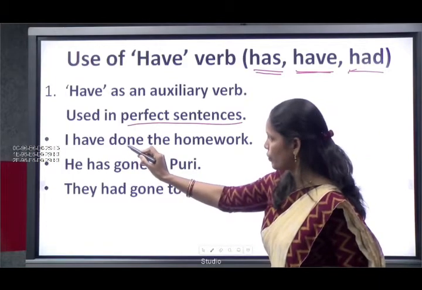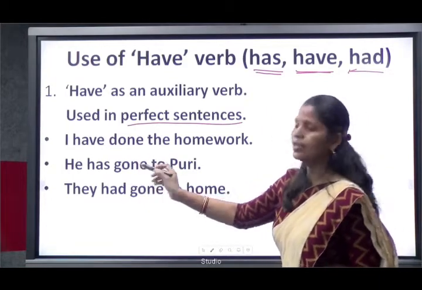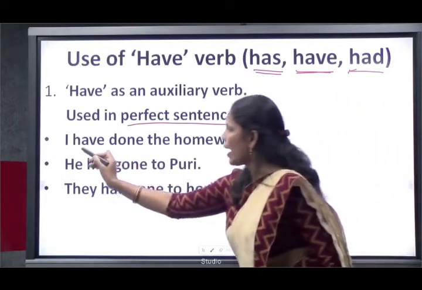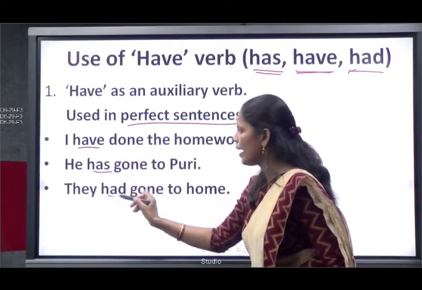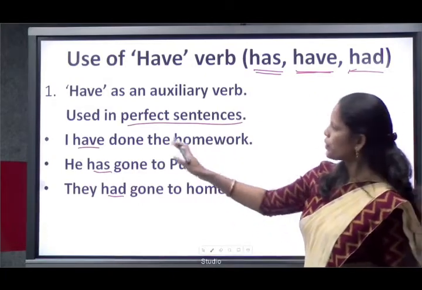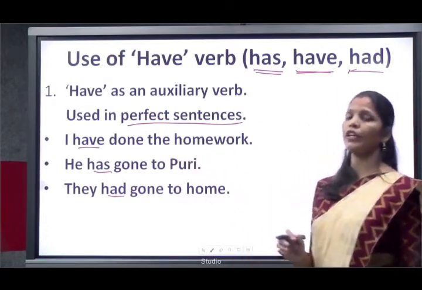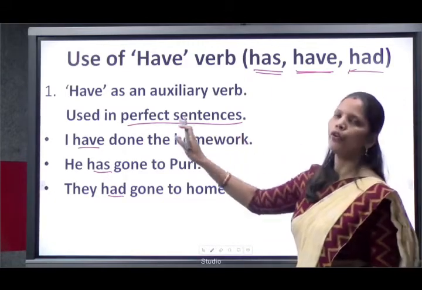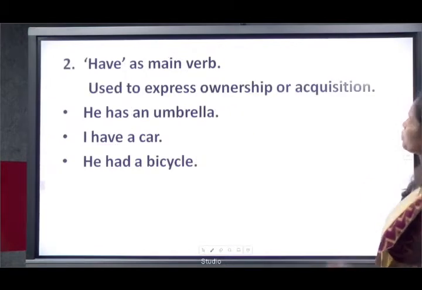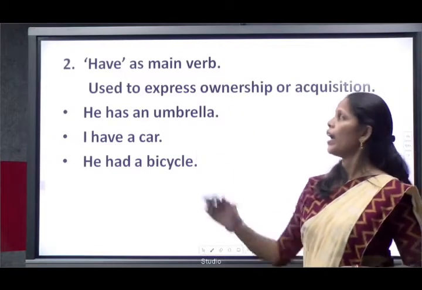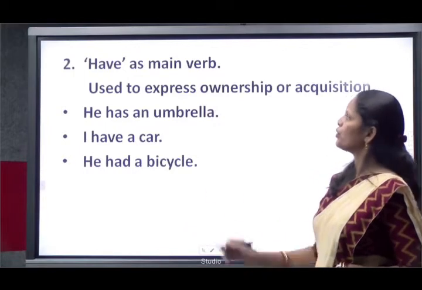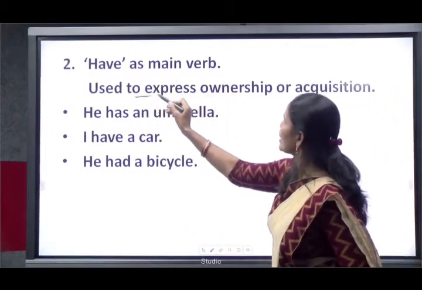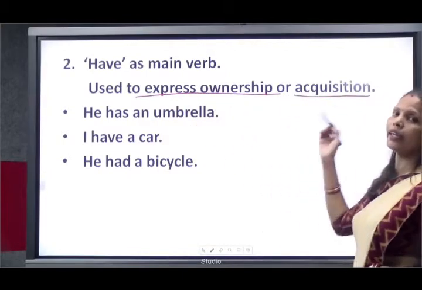Here done is the perfect form of the do verb. Gone is the perfect form of the go verb. So here have, has and had are used in the perfect tense. So when the have verb is used as an auxiliary, it is mostly used in perfect sentences. Then how can we use have as a main verb? When have is used as a main verb, it expresses ownership or acquisition.